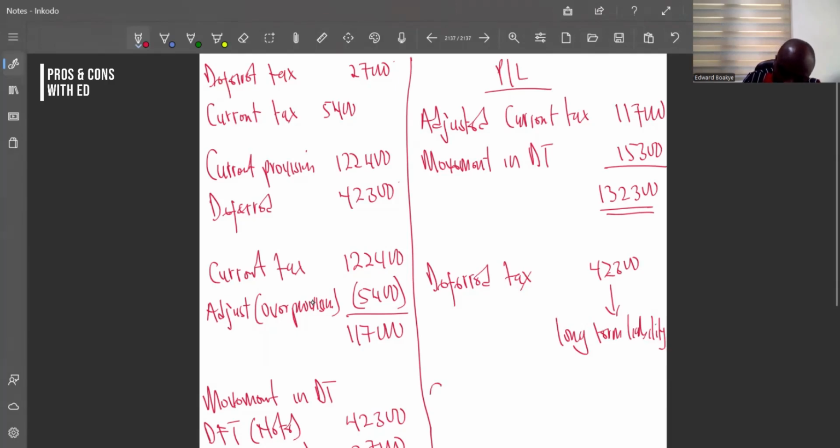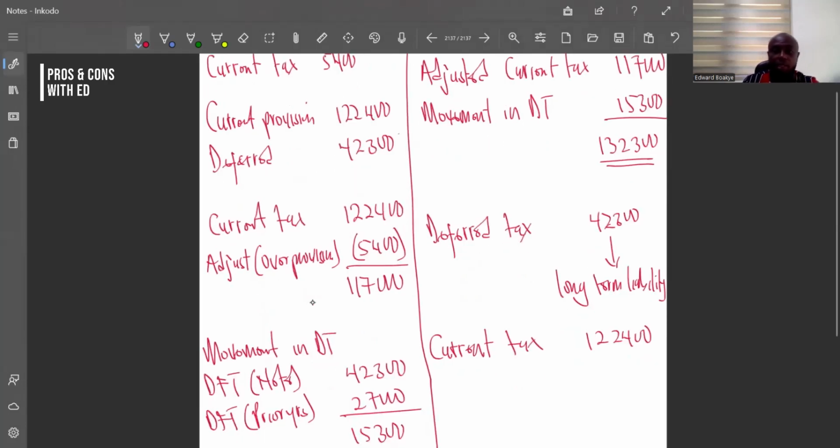However, our current tax is only going to be what we have in our notes. That is our current provision, which is 122,400. And basically, that is going to give us what? A current liability.